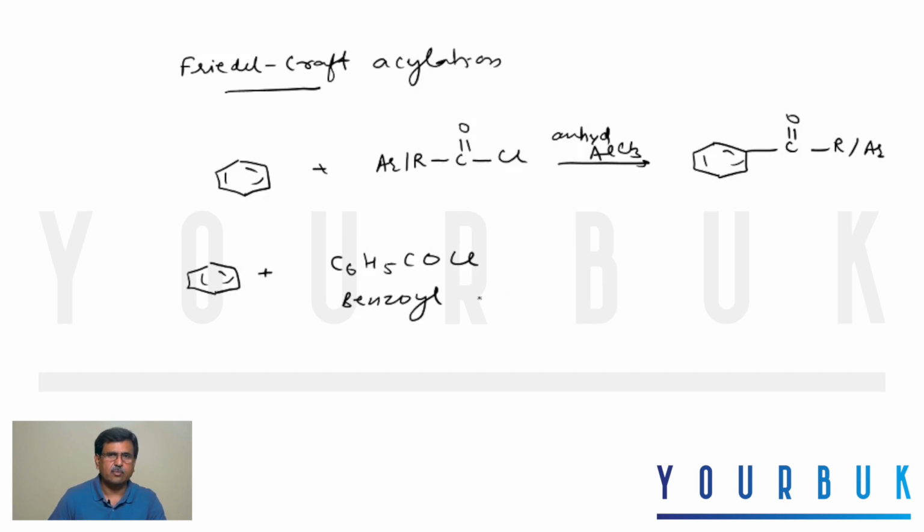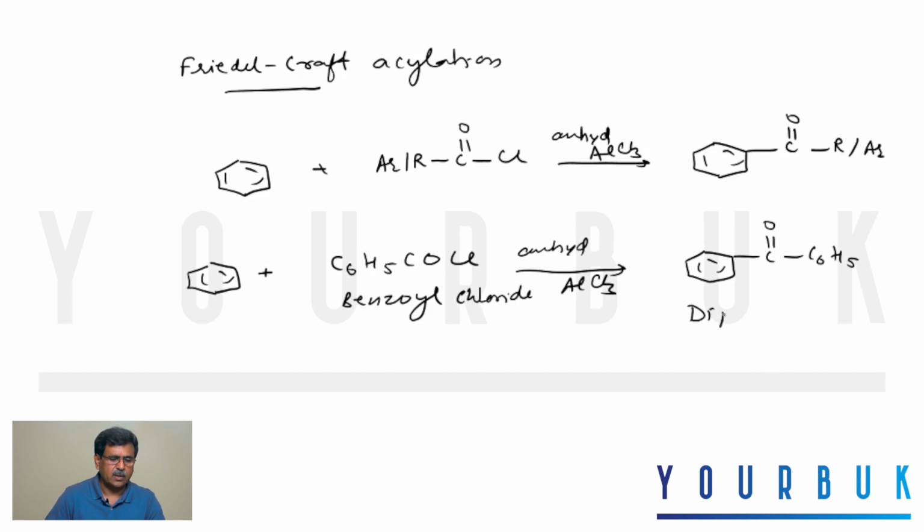So you have to be very careful. It's a benzoyl chloride, not benzyl. In the presence of anhydrous AlCl3, it gives a benzophenone or diphenyl ketone. This is called diphenyl ketone or a benzophenone. This is very important conversion also. Sometimes they give a question, write the structure of the benzophenone. So this is about the preparation of aldehyde and ketones.